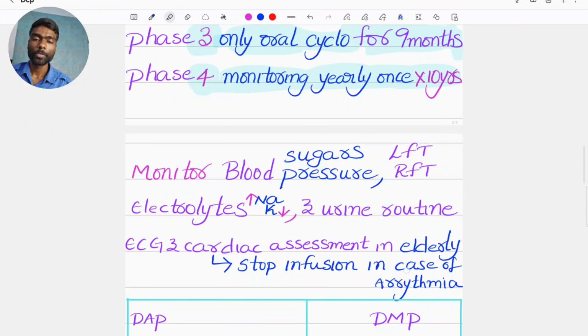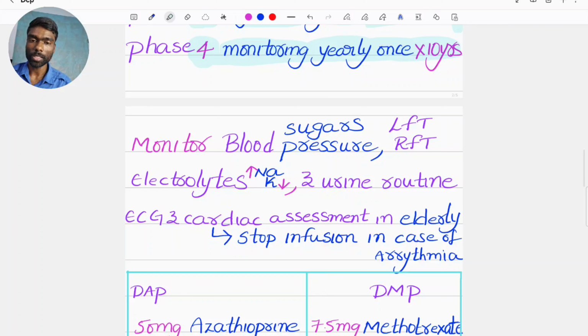During the pulse therapy, during the infusion we have to monitor blood sugars, blood pressure, LFT, RFT, electrolytes. I already told you steroids will cause hypernatremia and hypokalemia. Also urine routine, because cyclophosphamide mainly affects the bladder, causing hemorrhagic cystitis. ECG and cardiac assessment in the elderly. Why? If they develop arrhythmia due to hypokalemia or any other electrolyte imbalance, we have to stop the infusion immediately, because cyclophosphamide and steroids combined will lead to fluid retention.